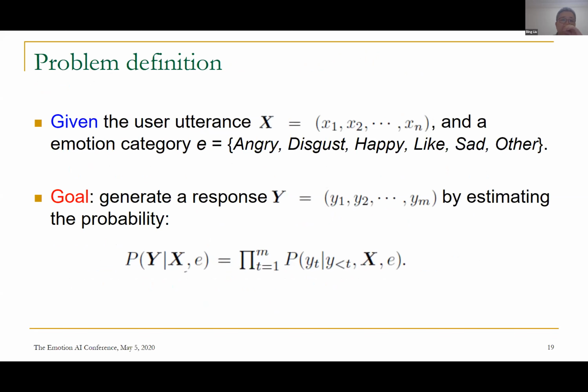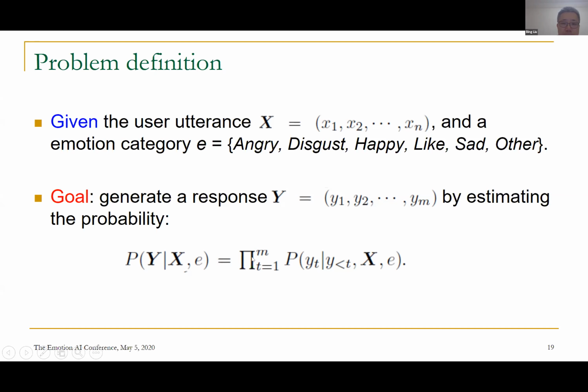So what is the definition? This is the problem definition. The user gives an utterance, which is called X, and it's a sequence of words. Also in this early work, we require an emotion category for the response. You want this response to be angry, or disgusted, or happy, and so on. The goal is to generate a response Y, which is again a sentence with a list of words, by estimating the probability of Y given X and the emotion E.